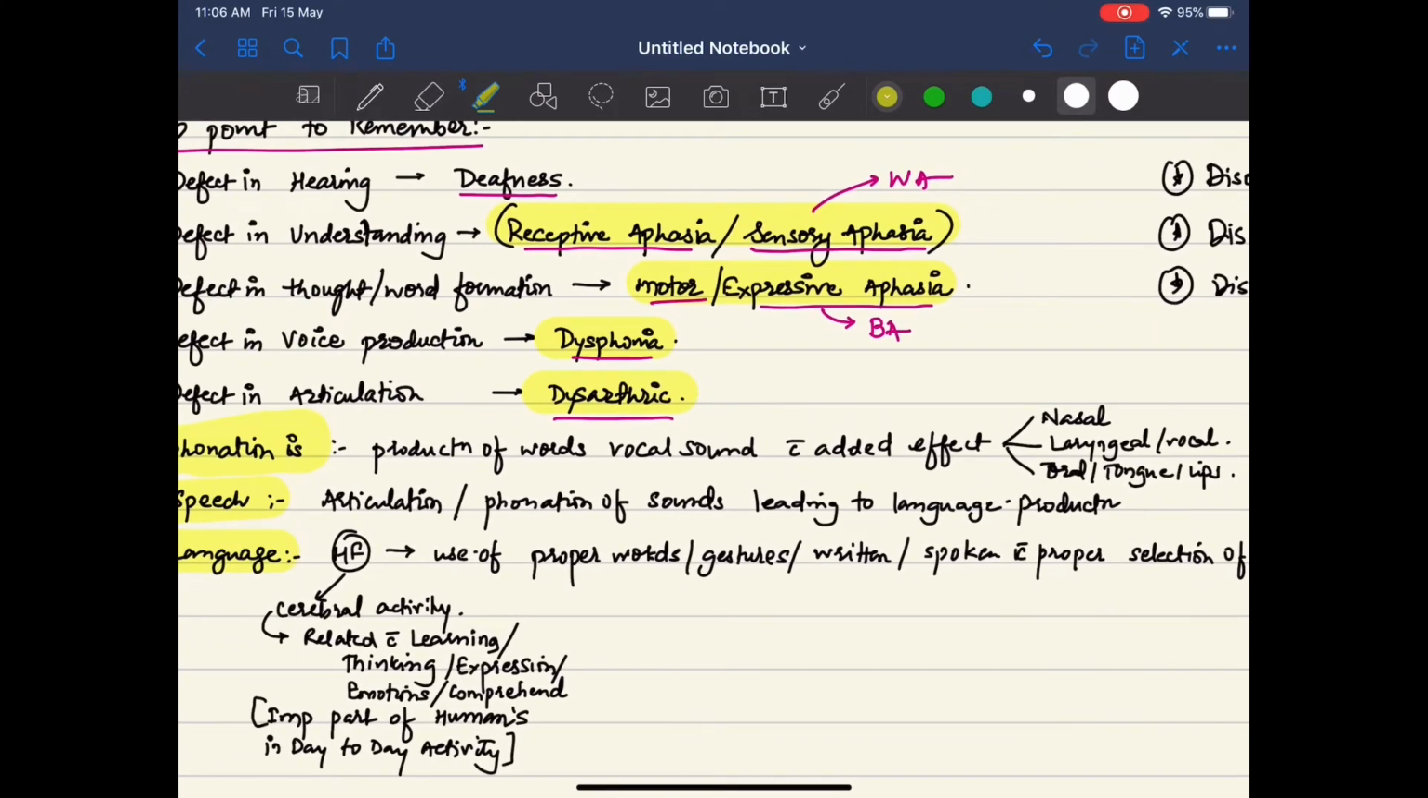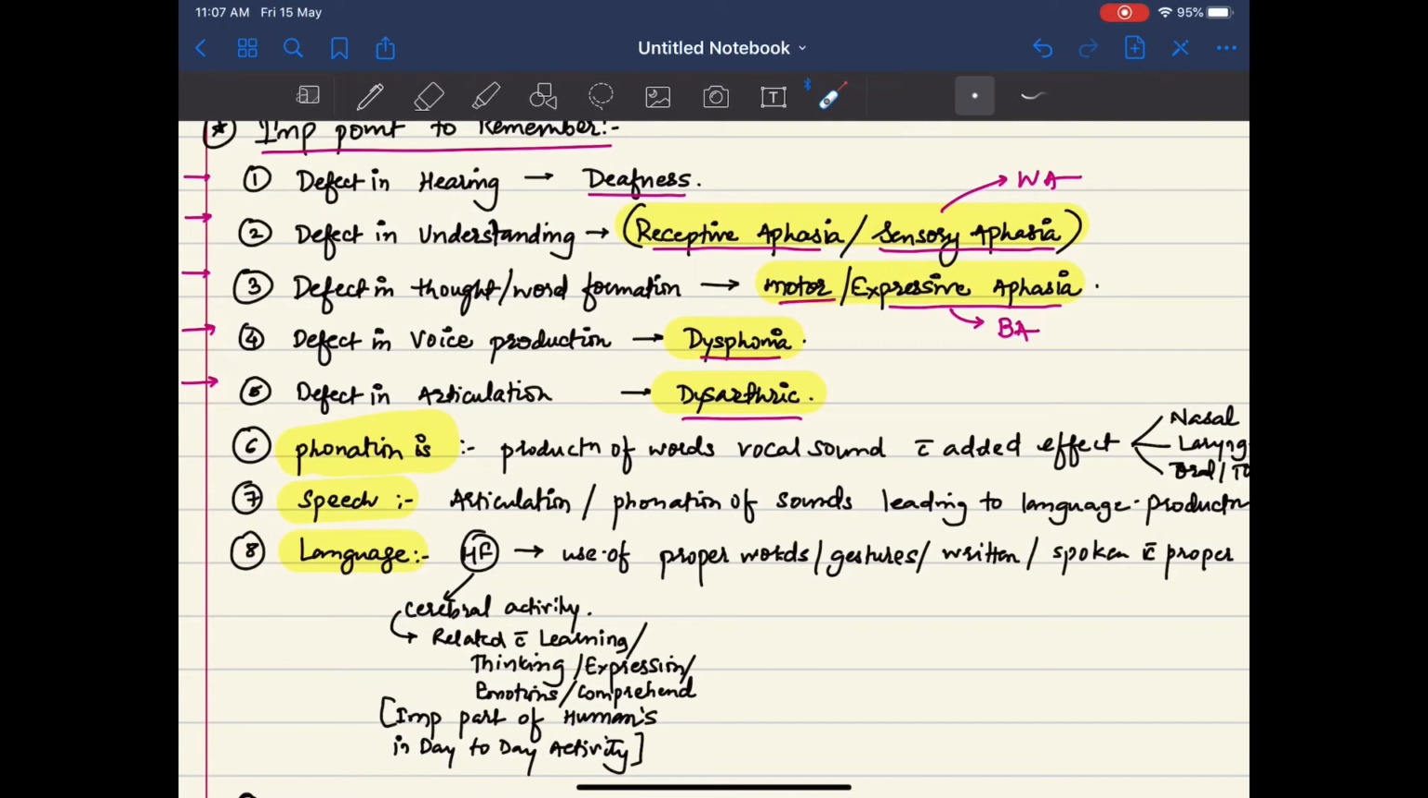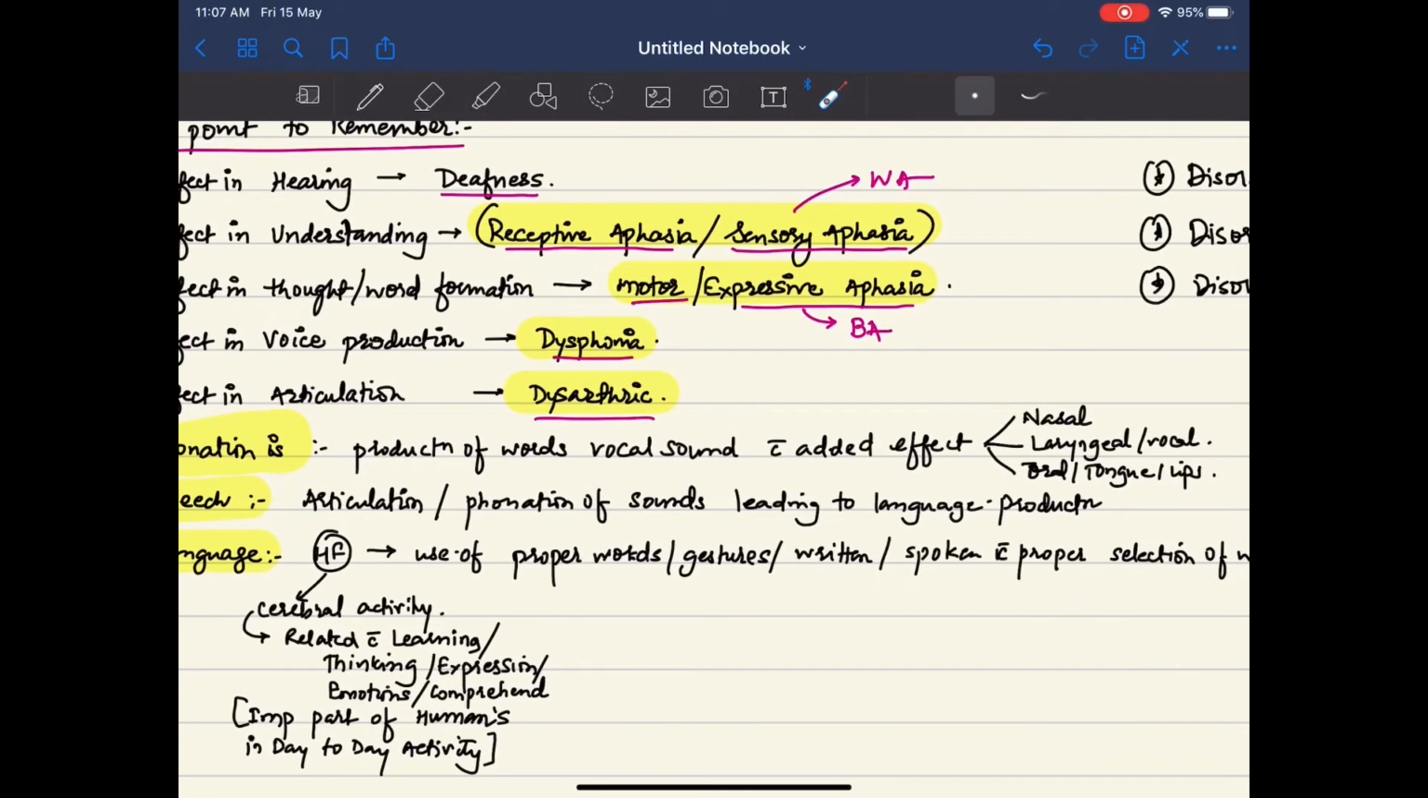So what is phonation? Phonation is production of words with vocal sound with an added effect, like someone will have a nasal twang or laryngeal or vocal vibrations which are carried, and your tongue, lips, or your oral cavity helping in phonating those particular sounds. So phonation is quite important. Speech is nothing but articulation, phonation of sound, leading to language production.